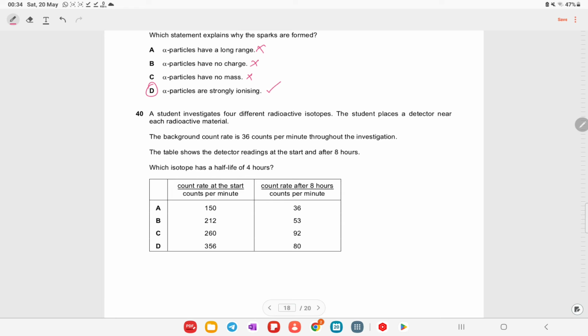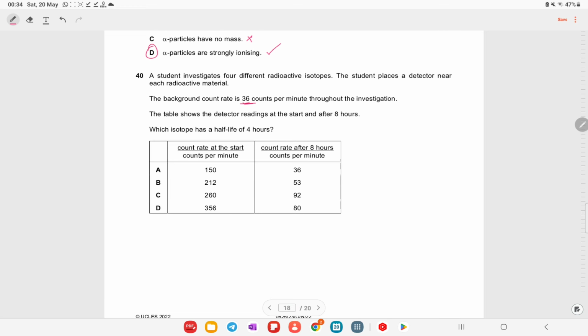A student investigates 4 different radioactive isotopes. The student places a detector near each radioactive material. The background count rate is 36 counts per minute throughout the investigation. The table shows the detector reading at the start and after 8 hours. Which isotope has a half-life of 4 hours? So we have to see this.